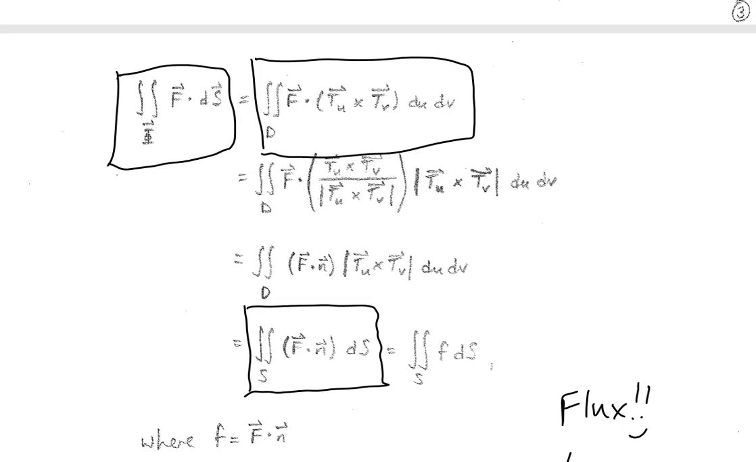So this was just a bit of background into what the integral of a vector field over a surface is. In the next video, we are going to do some sample problems and see how we use this formula to calculate the flux of a three-dimensional vector field across a three-dimensional surface.